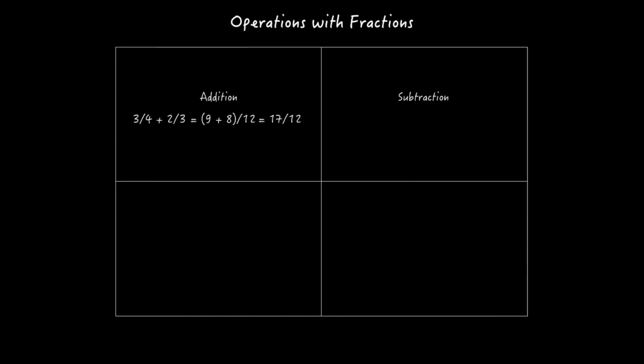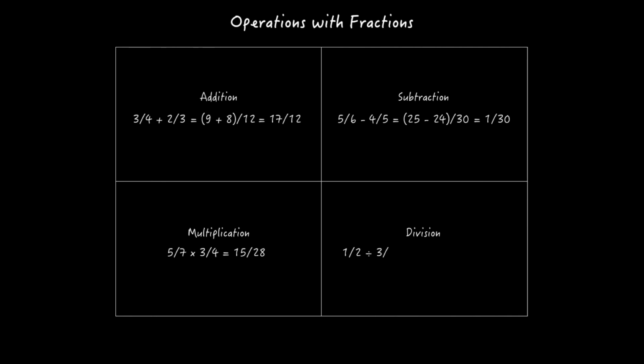To subtract fractions, we need to do the same thing as adding fractions, except we subtract the numbers over the numerator. In this example, we'll get a final answer of 1 divided by 30. Multiplication is quite straightforward, and we just need to multiply both numerators and denominators. In this example, we get an answer of 15 divided by 28. In division, we start off with a 1/2 divided by 3/5. We reverse the second fraction and multiply it.